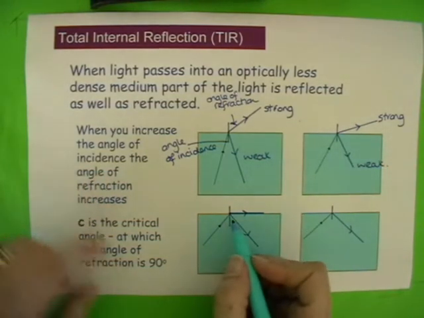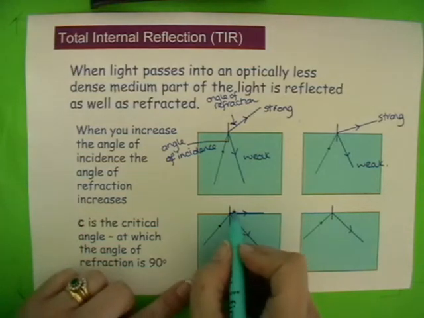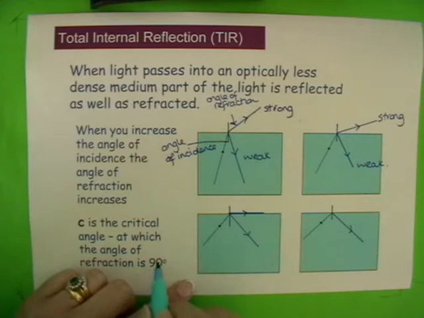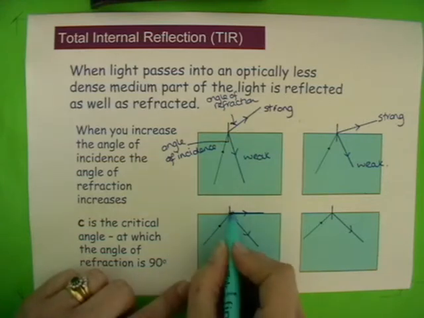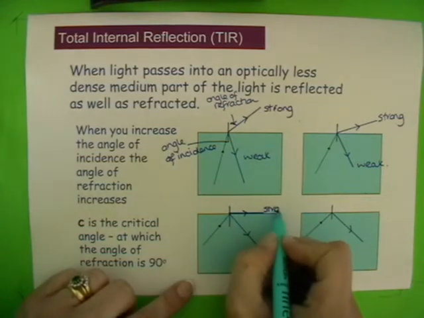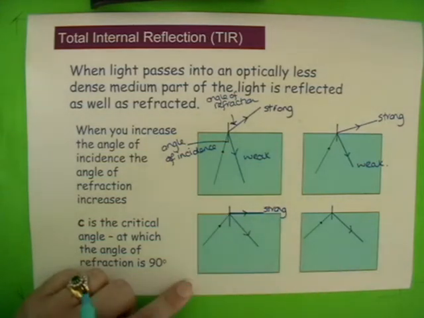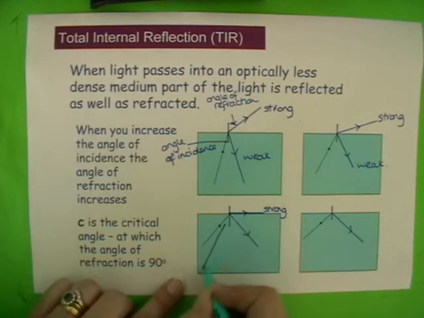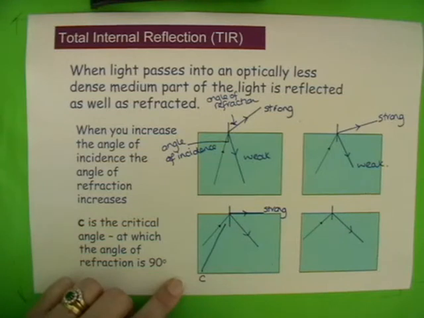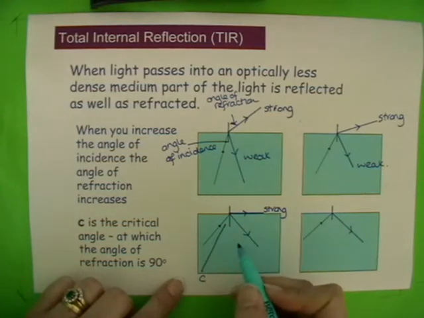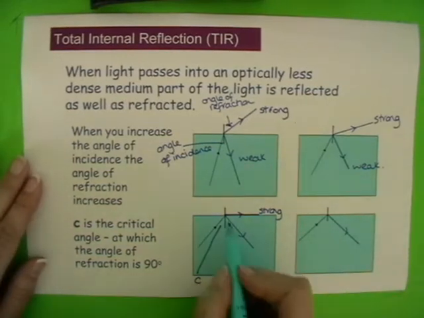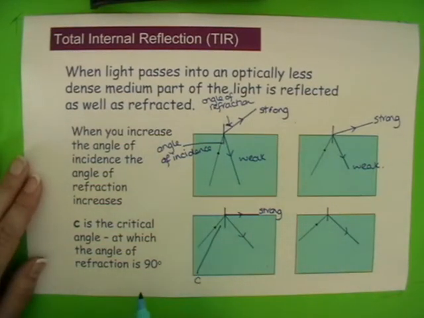In this third diagram, we now have refracted the light so much that the ray of light runs along the edge of the block. The angle of refraction in this case is 90 degrees. And we have a strong ray of refraction running along the edge of that block with a weak reflected ray. What's interesting is that this angle is C, and C is the critical angle. The critical angle is the angle at which refraction is 90 degrees.